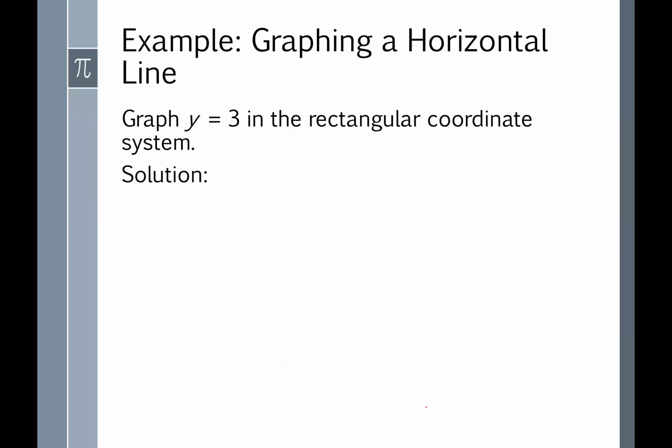So how would you graph y equals 3 in the rectangular coordinate system? That would be the horizontal line at y equals 3.